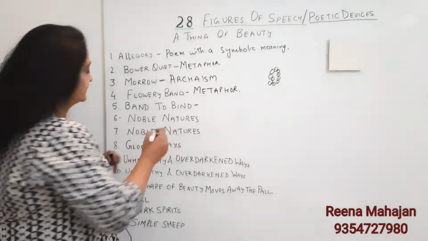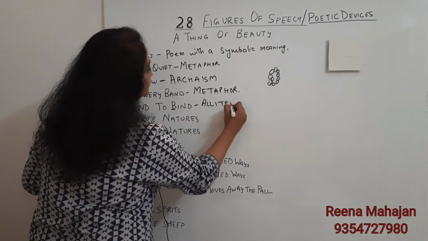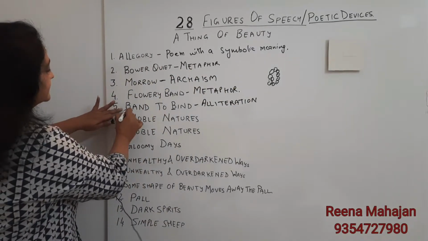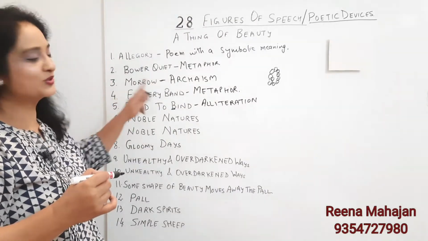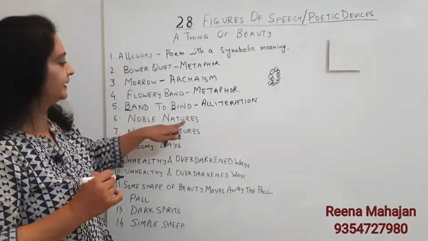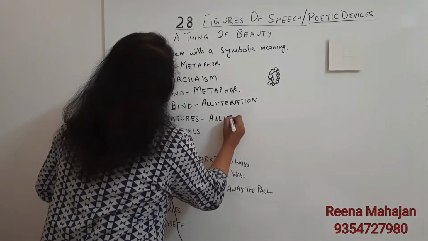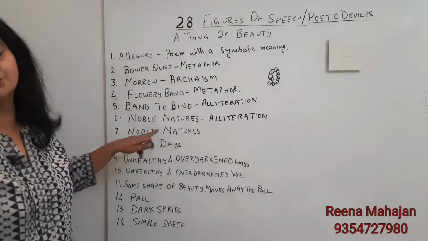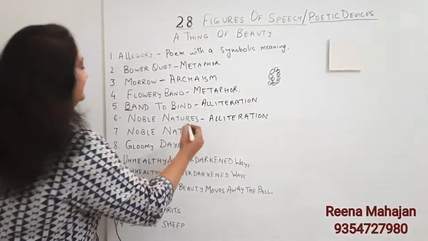Band to bind. Band to bind is alliteration. Why? Because this B has been repeated twice. Band to bind is alliteration, right? Next is noble natures. Noble natures is alliteration. And noble natures has one more figure of speech, and that is synecdoche.